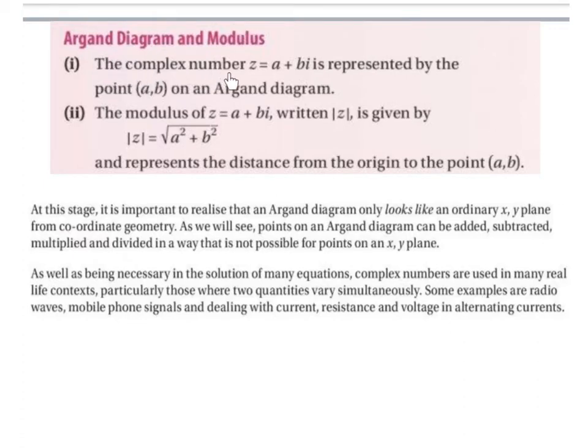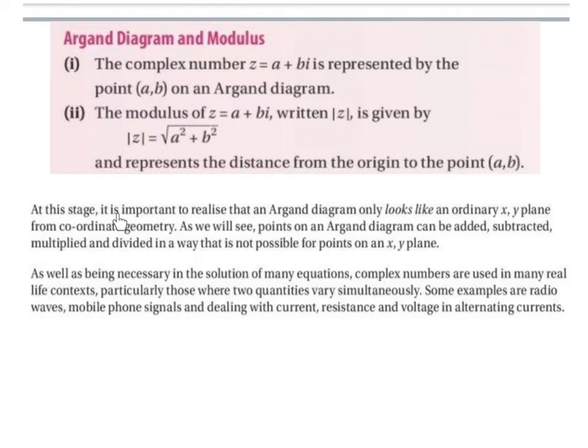The complex number z equals a plus bi is represented by the point (a, b) on an Argand diagram. The modulus of z equals a plus bi, which is written as z with a line either side, which is the exact same notation as length or distance, is given by the modulus of z is equal to the square root of a squared plus b squared, and represents the distance from the origin to the point (a, b).